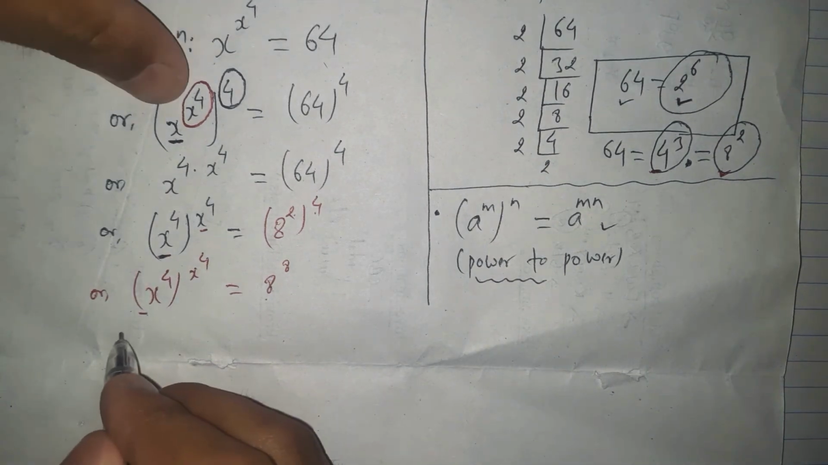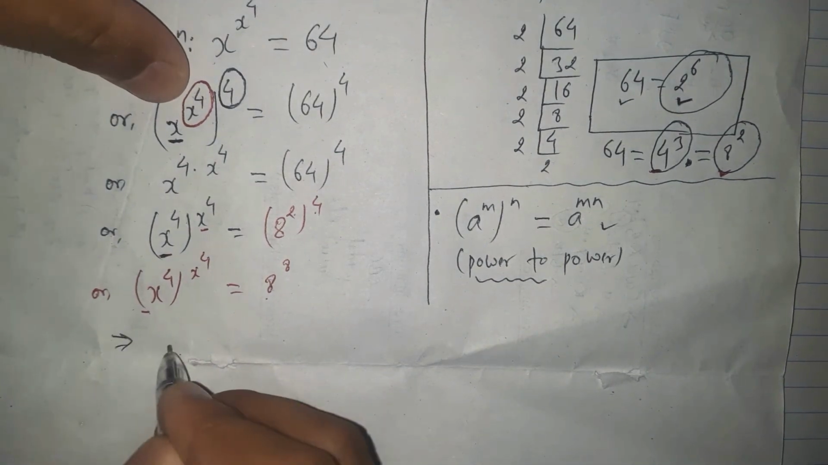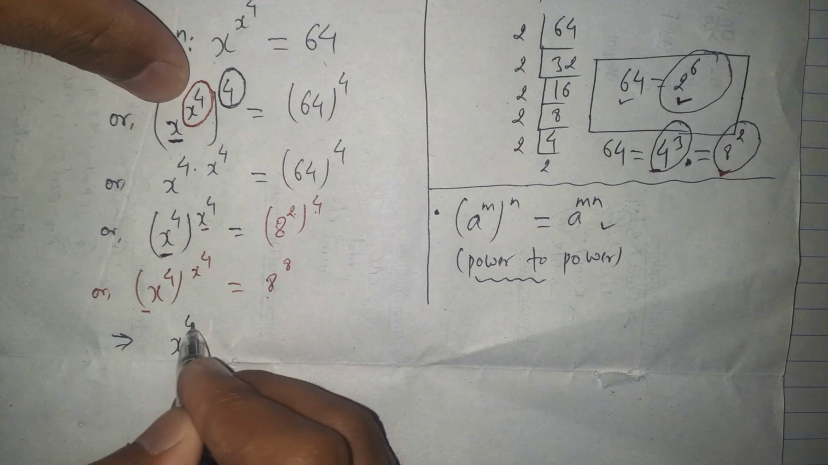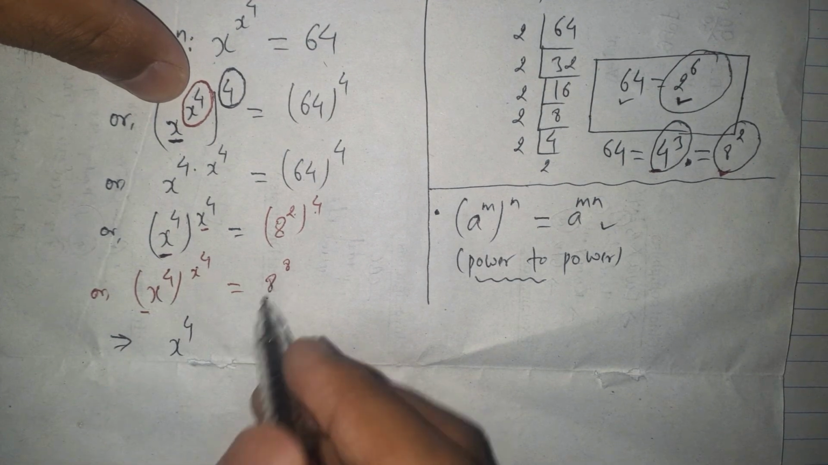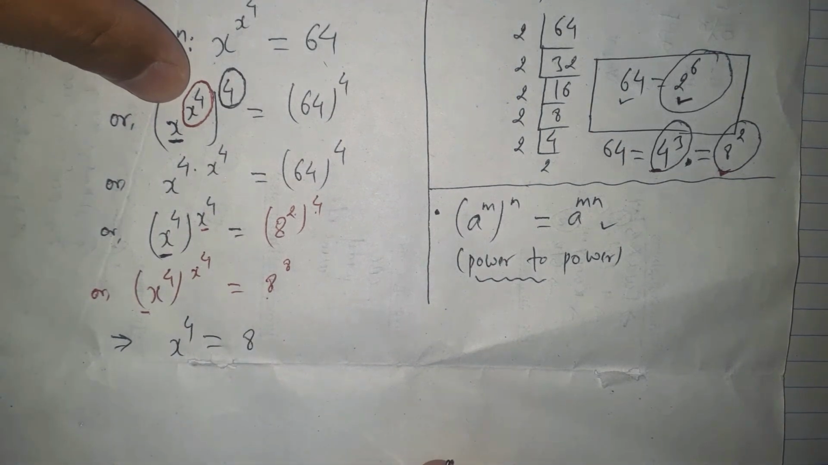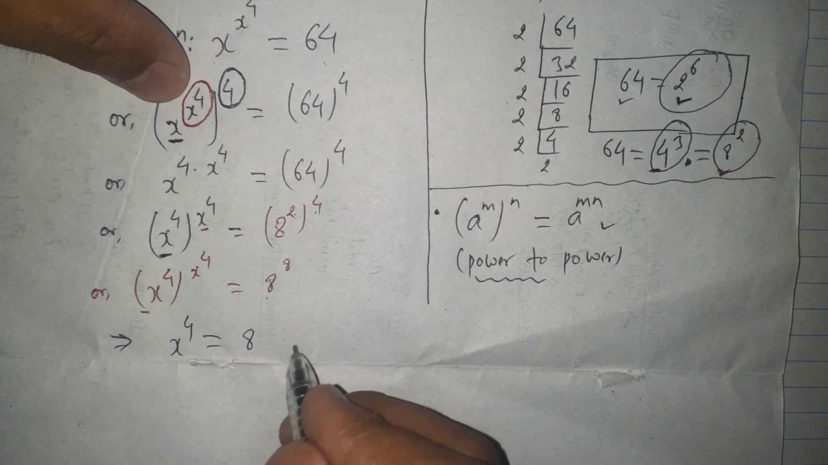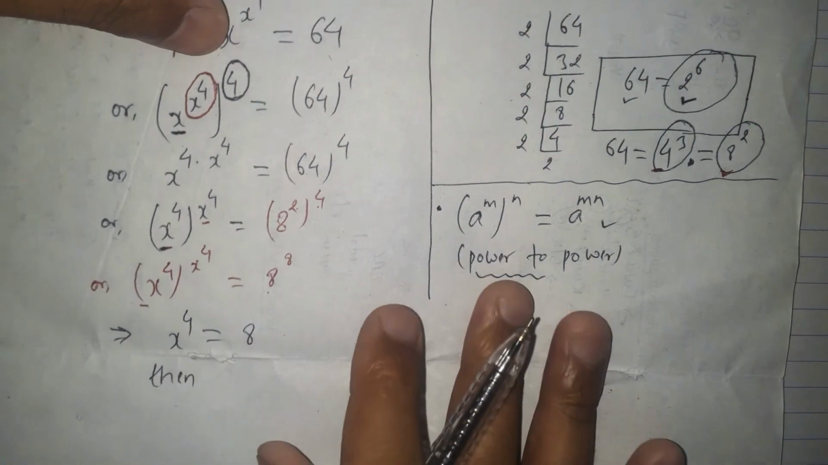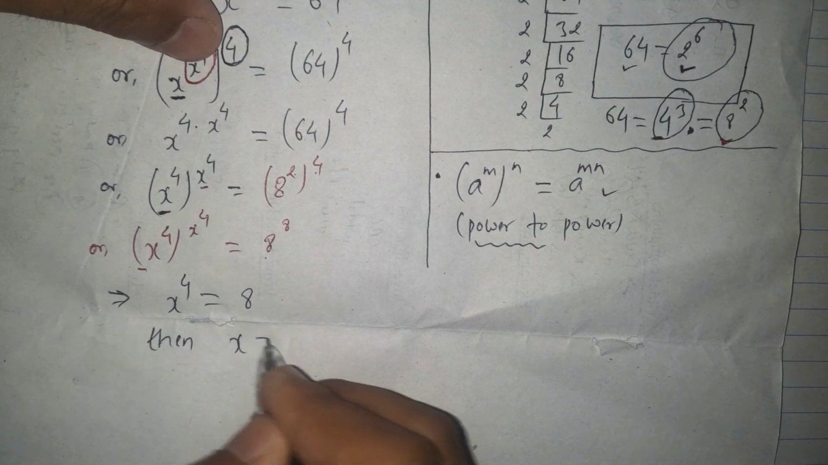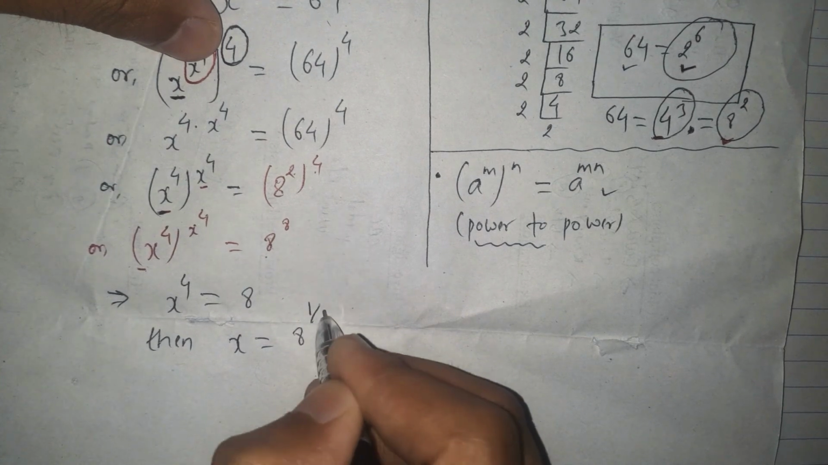So we can equate the corresponding values. This implies we can equate x raised to the power 4 with just 8 in the same place. So we can easily solve for x. Now simplifying these equations, the value of x is 8 raised to the power 1 over 4.